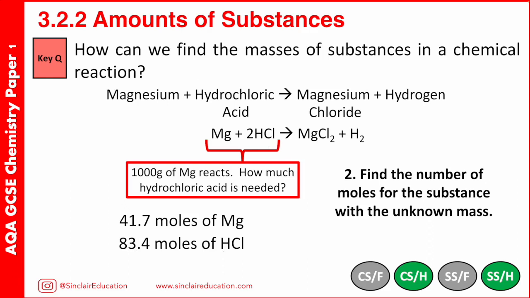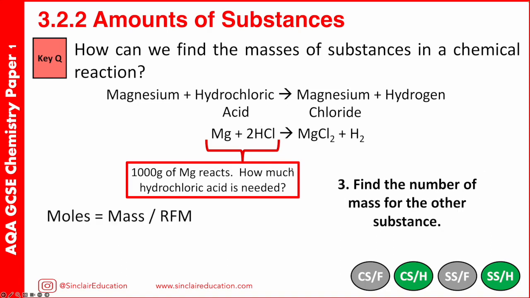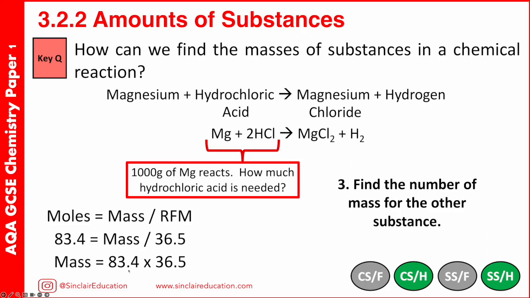And then we go back to using our equation moles equals mass divided by RFM. We know our moles, we can find our relative formula mass, and as a consequence, we will be able to find our mass. So here's our moles from earlier. This is the mass of hydrochloric acid, or the RFM, and we'll rearrange. So mass will be equal to those two numbers multiplied together, giving me a mass required of hydrochloric acid of just over 3,000 grams in this case, so 3,044.1 grams required.